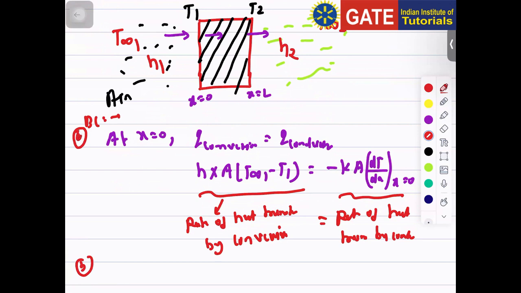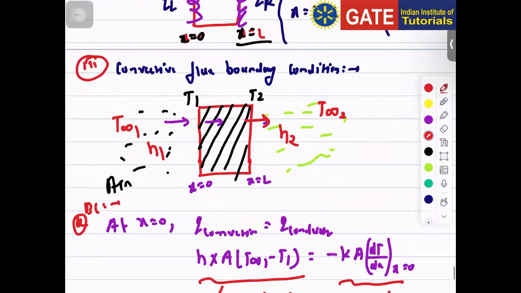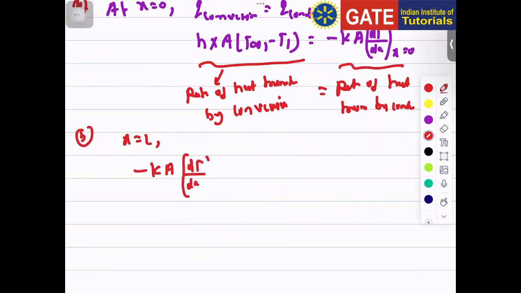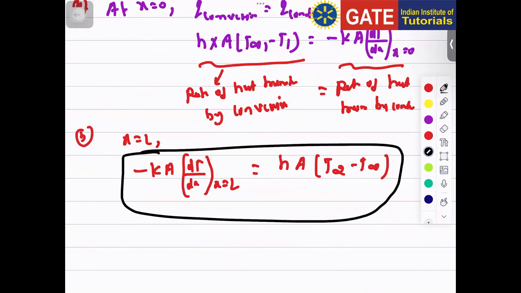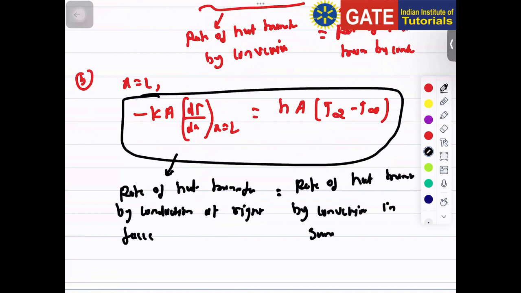In this second boundary condition, at x equals L also, what is happening? The rate of heat transfer by conduction equals that by convection. So I can write minus kA dT/dx at x equals L, which equals h A (T2 minus T infinity 2). Is it clear? So this is the rate of heat transfer by conduction at the right face, which equals the rate of heat transfer by convection in the surrounding fluid.